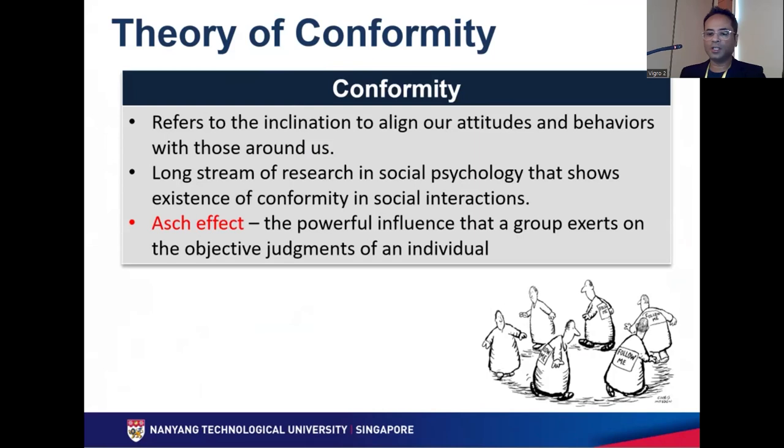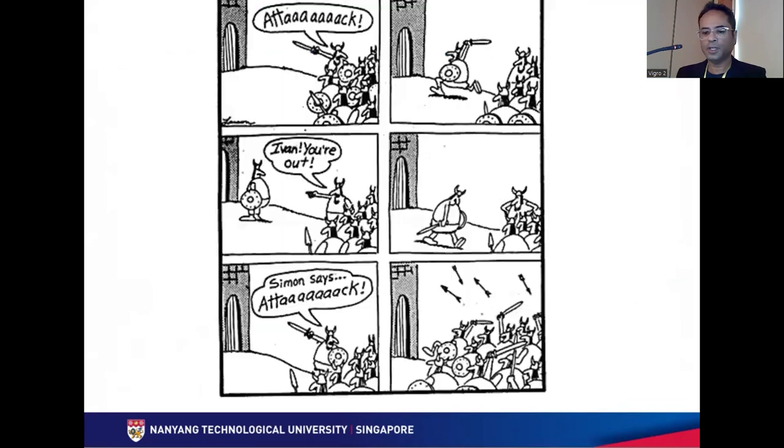What does it mean? This was a seminal work by Asch. And it refers to the inclination to align our attitudes and behaviors with those around us. There's a long stream of research in the 1950s in social psychology that shows the existence of this behavior in social interactions. This is what they call the Asch effect, the powerful influence that a group exerts on the objective judgment of an individual. Okay, so here's a cartoon of that. You can see that at the top, somebody says attack to a group of soldiers. So he goes ahead, nobody follows him. But then Simon says attack, and then everybody follows Simon. Same situation, different individuals.